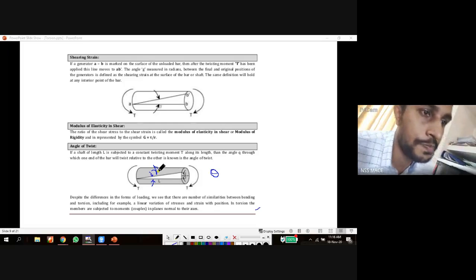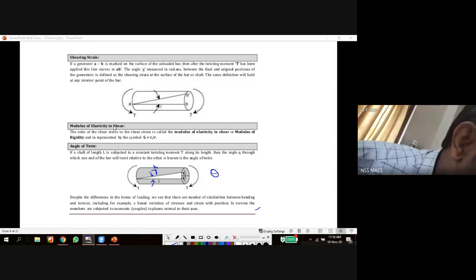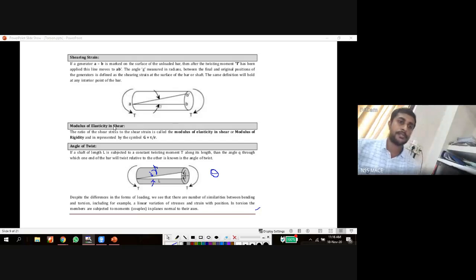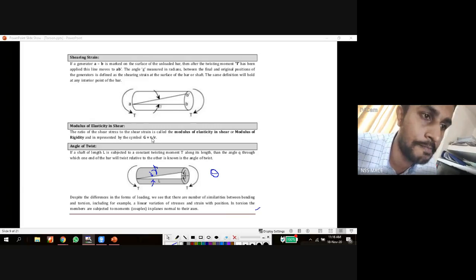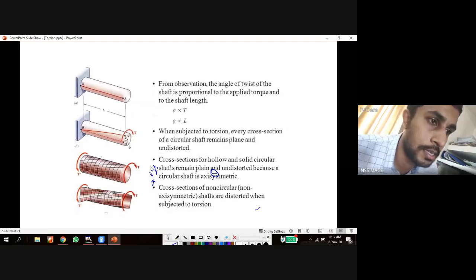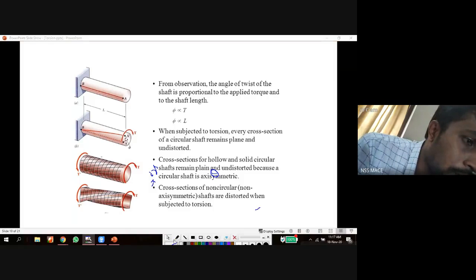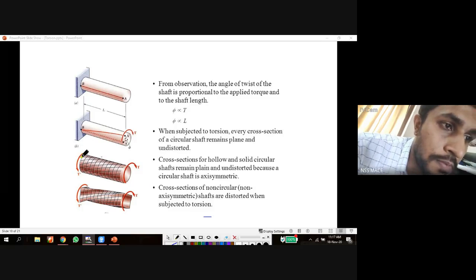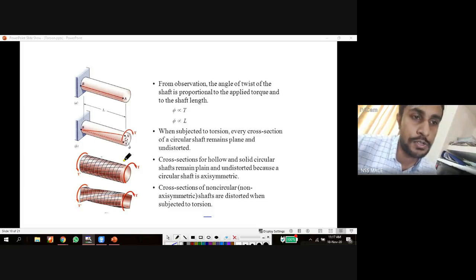Another thing we already discussed is the modulus of elasticity, or shear modulus, that is shear stress by shear strain, tau by gamma. That is the modulus of rigidity. All these terms are important for torsion. This is the angular twist, and this is the body after twisting. We can see that, in a helical manner, the lines on the surface are twisted.